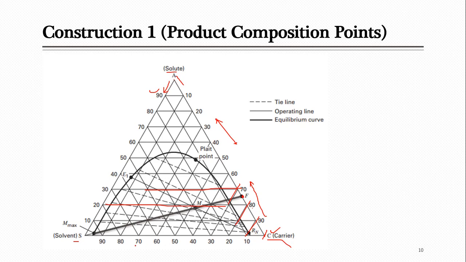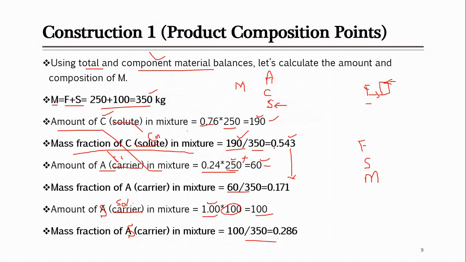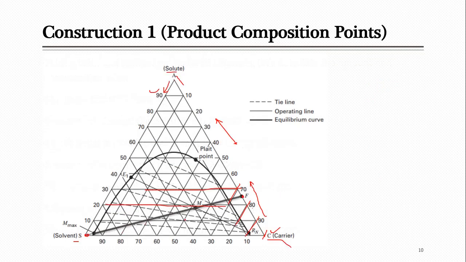Now solvent is 100%, so that will be this point here, solvent S at the corner apex, and then your mass mixture. In the mixture we can locate that this is the C, which was carrier, that was 0.54, and then there is our A, which is solute here, which is how much, like 17%. So let's look at this.